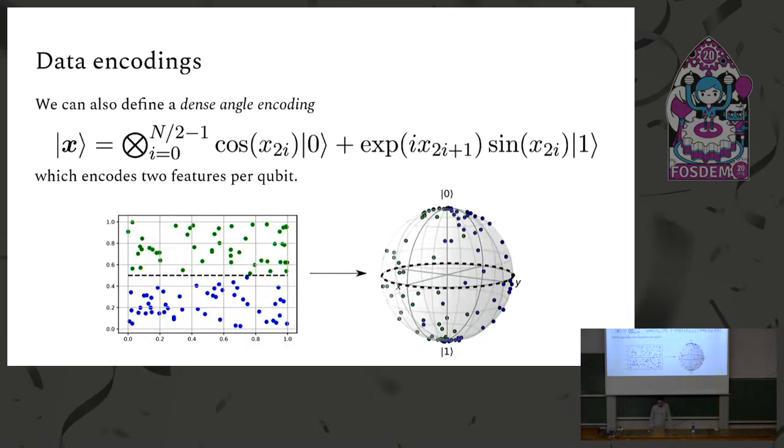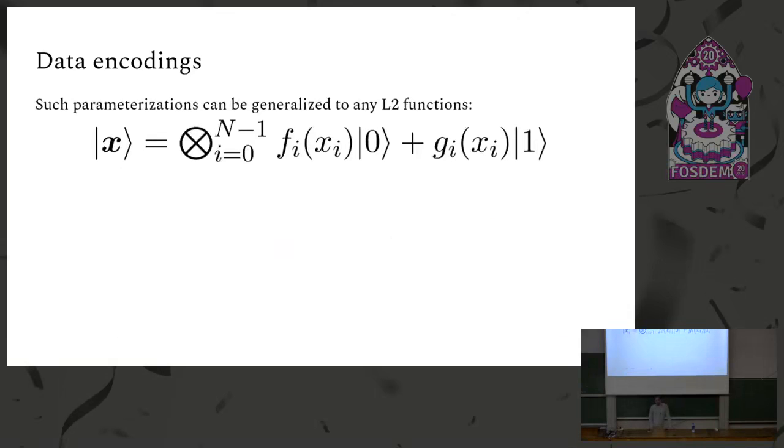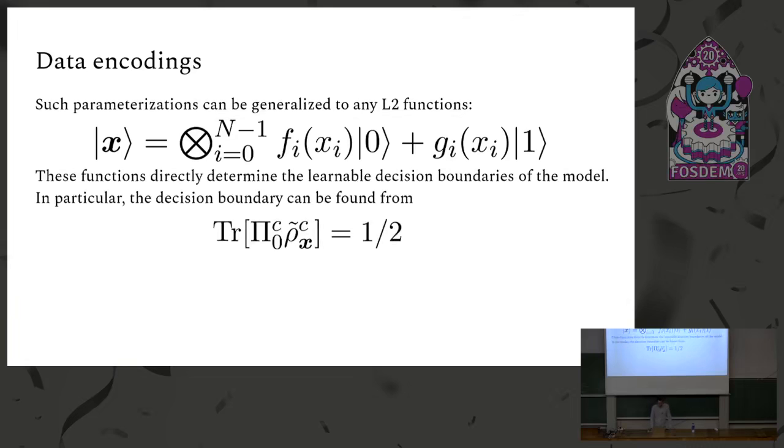And this is the same image that we saw earlier. And if you really think about it, you can generalize this to any sort of L2 normalizable functions. So we don't have to use cosine or sine. There's nothing really special about that, other than it's one of the standard representations of the qubits. But we could use any functional form here, as long as it defines a valid quantum state.